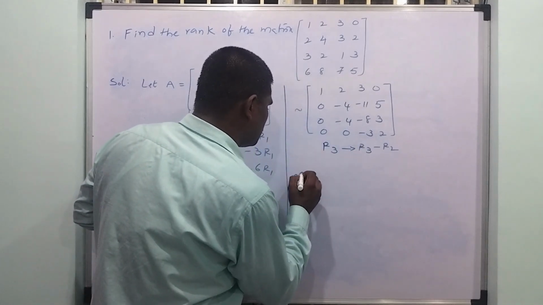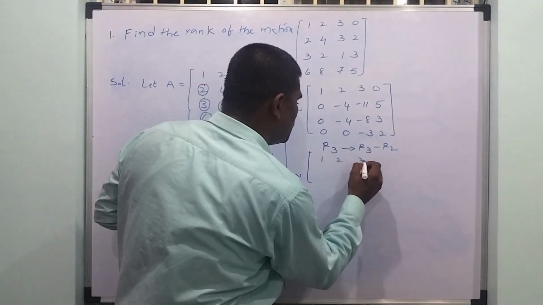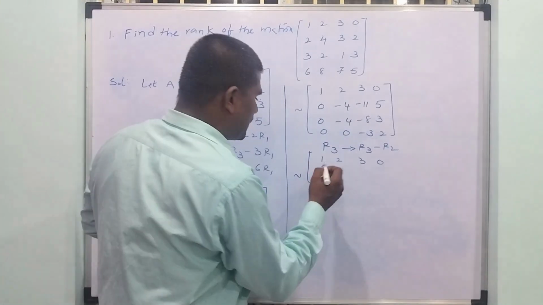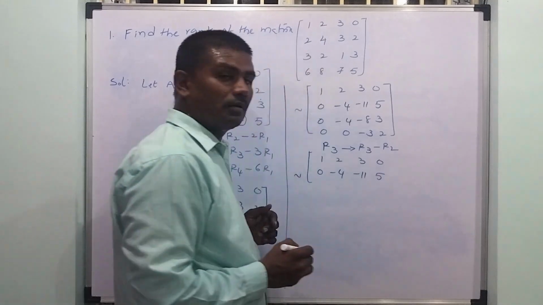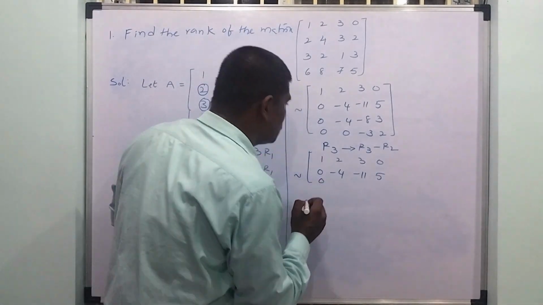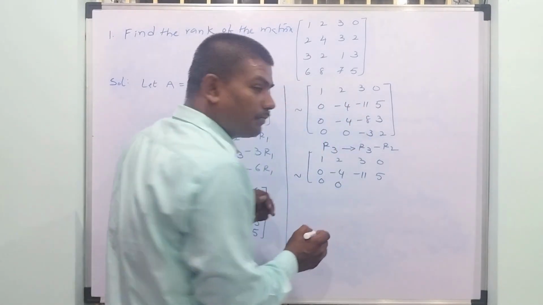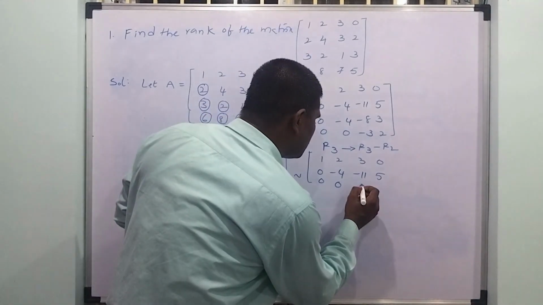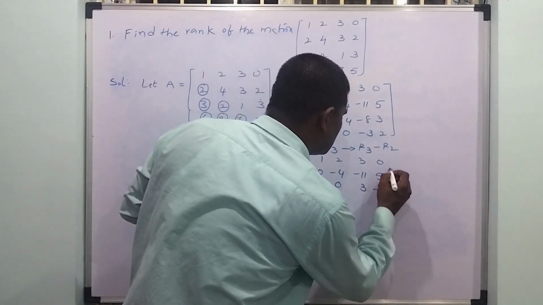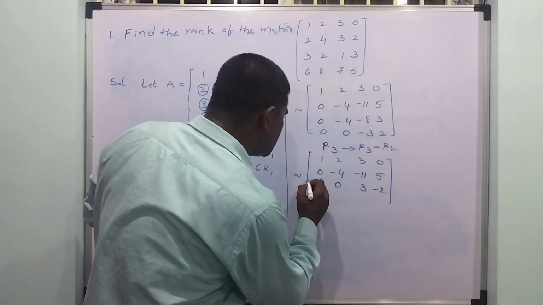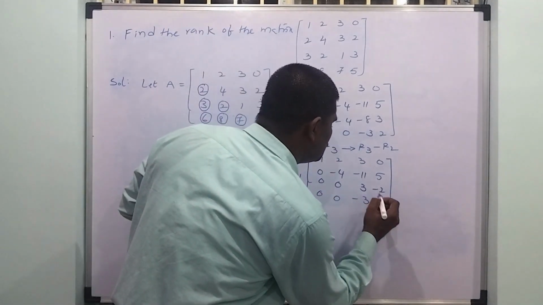What will happen? No change in the first row, 1, 2, 3, 0. No change in second row also, 0, minus 4, minus 11, 5. Now 0 minus 0, 0. Minus 4 plus 4, 0. Minus 8 plus 11, 3. 3 minus 5, minus 2. And no change in R4 also. So 0, 0, minus 3, 2.